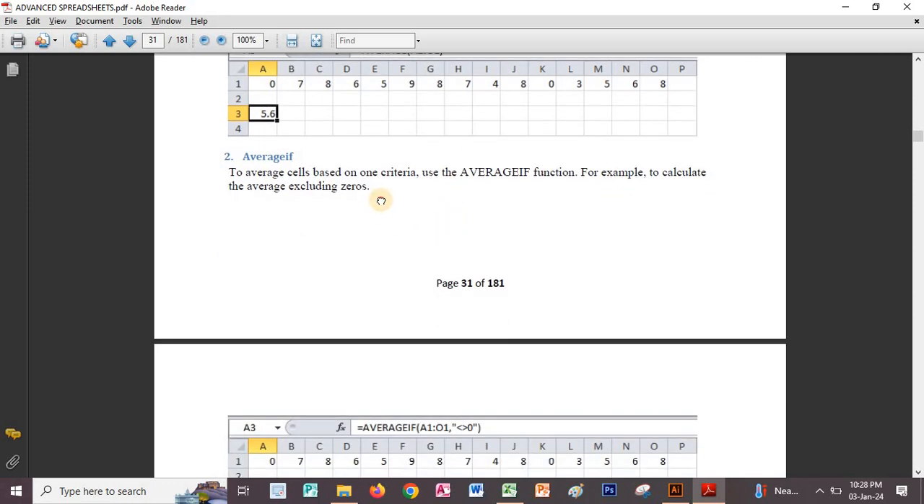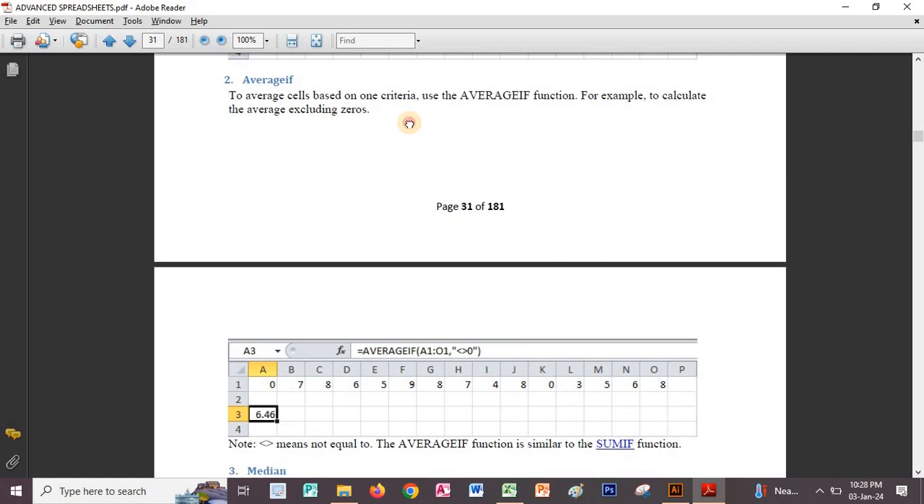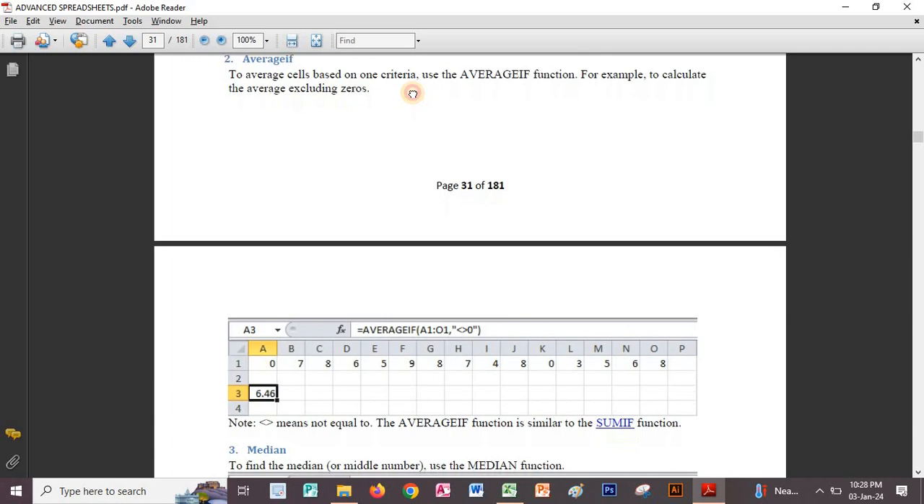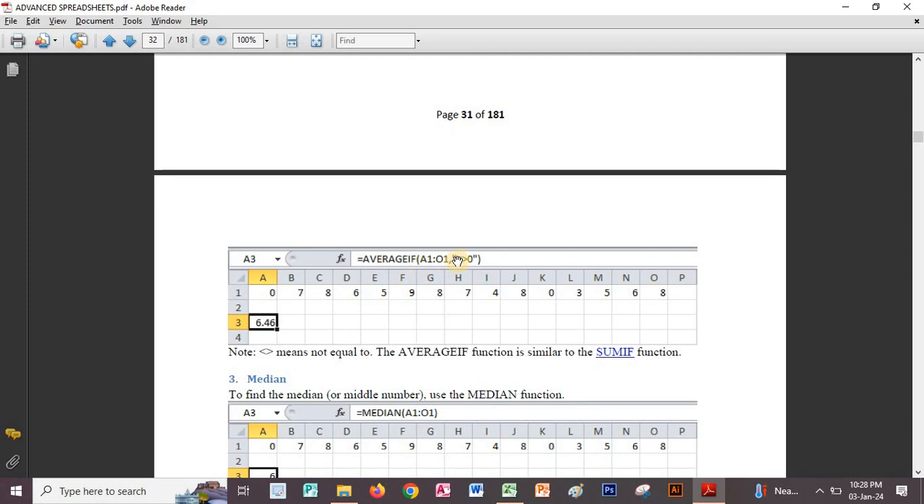We can also average with if, just like we did with sum if. We are averaging if there is a value that is not equal to 0. So we are going to average all of the others, but the one with a 0 is going to be exempted. This sign means not equal to 0.